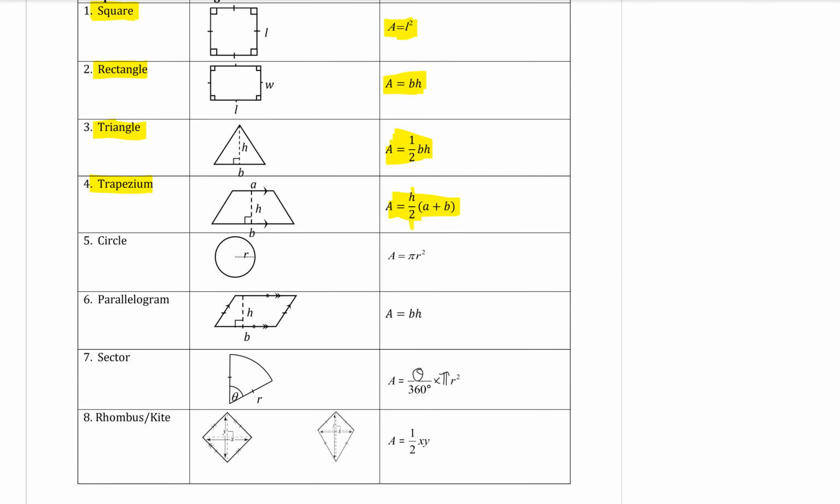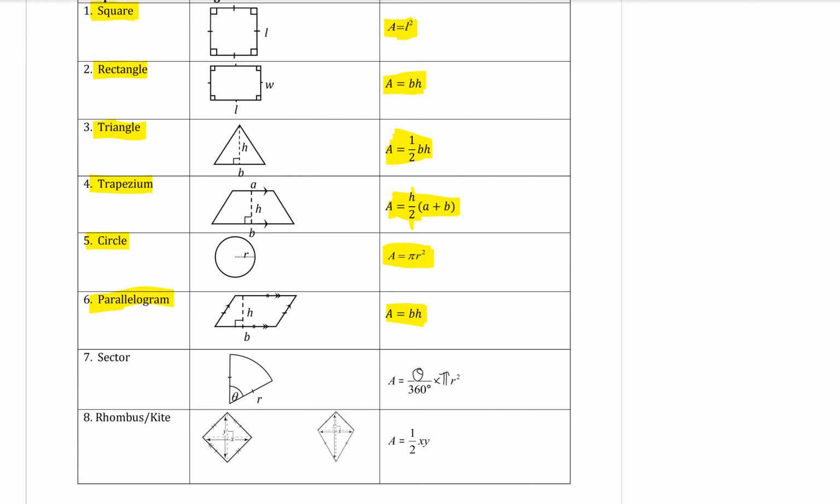A circle. Again, as I said, we're going to look at this one again next lesson. But its formula is pi r squared. Any formula involving circles is going to have pi in it. A parallelogram is base times height, which sounds a lot like the rectangle, but it has to be the perpendicular height, which means the one here at right angles, not the sloping height.